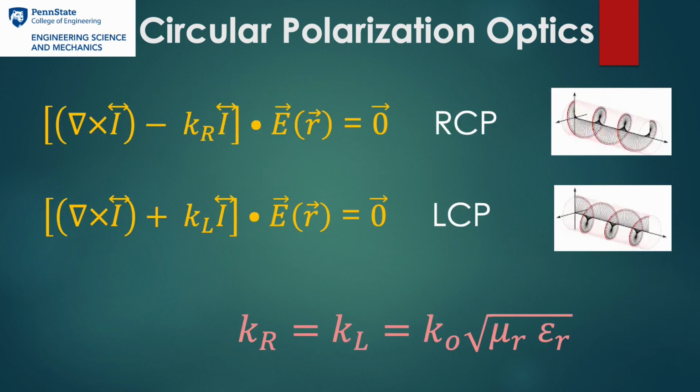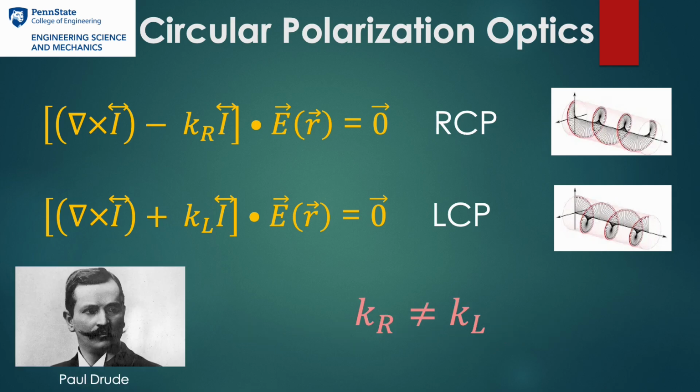The wave number in the right-handed Beltrami operator is k sub R. The wave number in the left-handed Beltrami operator is denoted by k sub L. In an isotropic dielectric magnetic medium, both wave numbers k sub L and k sub R are equal. So no rotation of the overall electric and magnetic fields is possible. Paul Drude realized that the two wave numbers must be unequal for net rotation of the electric and magnetic fields.